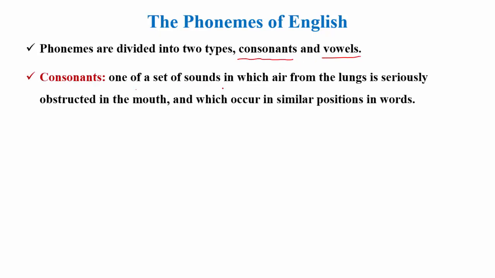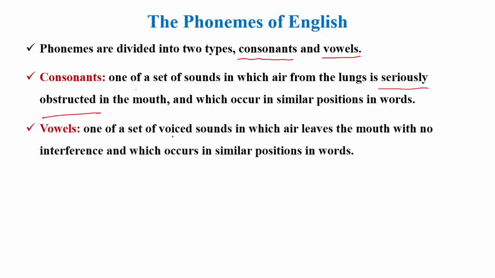Consonants are one of a set of sounds in which air from the lungs is seriously obstructed in the mouth and which occurs in similar positions in words, while vowels, on the other hand, are one of a set of voiced sounds in which air leaves the mouth with no interference and which occurs in similar positions in words.